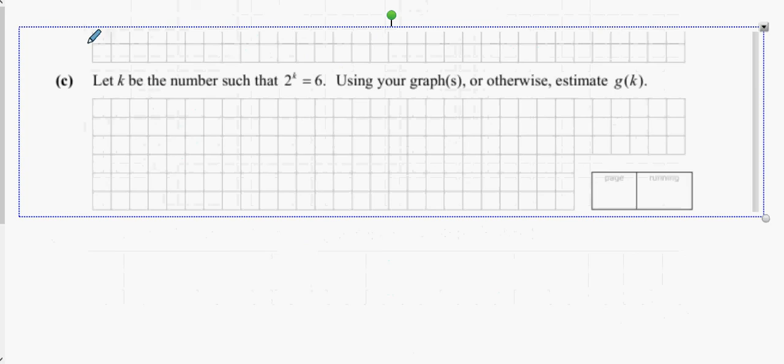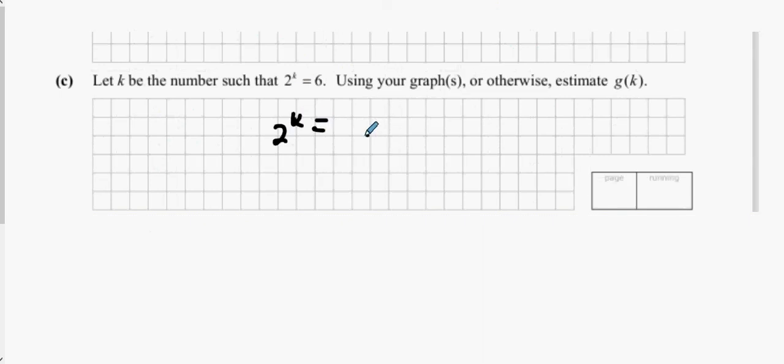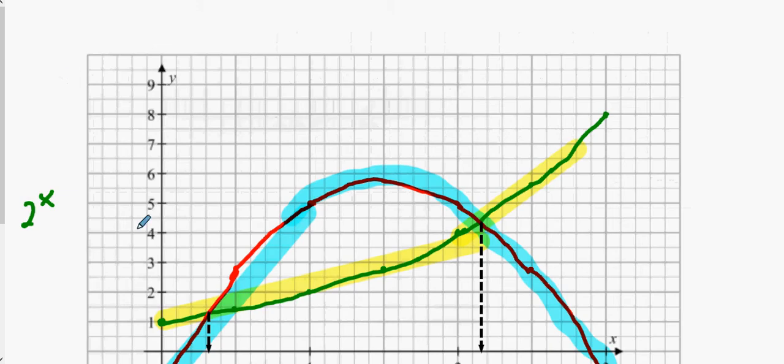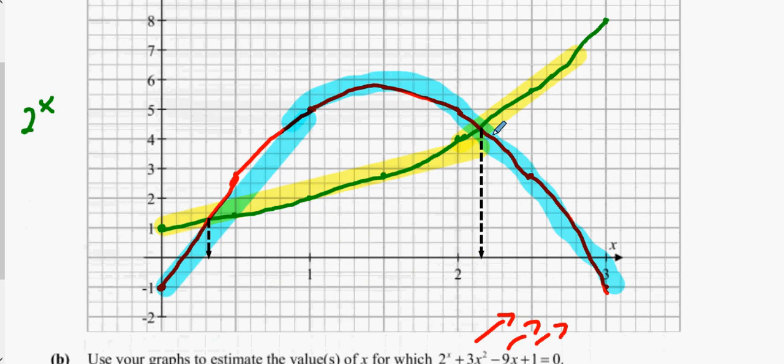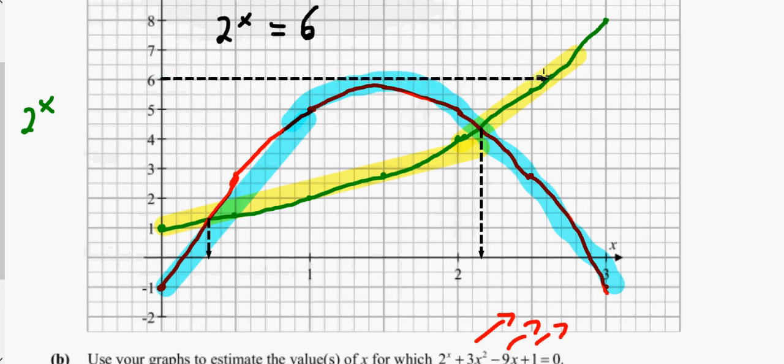Alright, let k be the number such that 2 to the power k equals 6. Which graph had 2 to the power of x again? Which colour? The yellow and green one. 2 to the power of x equals 6, so the y value equals 6. Where does the y value equal 6? Over here, drop it. And what do we get?